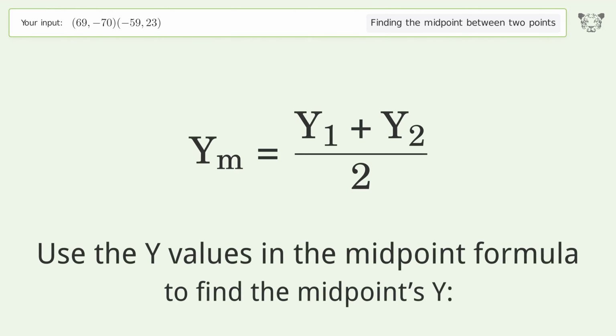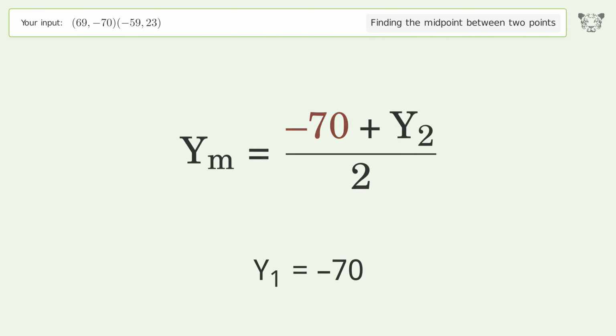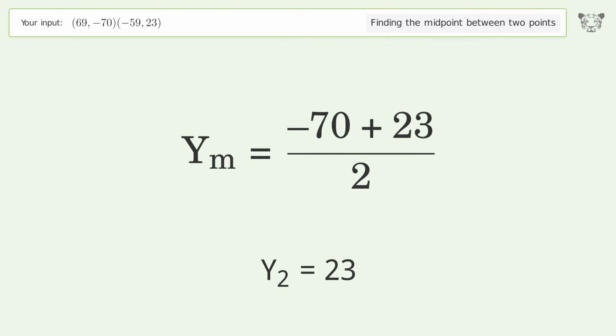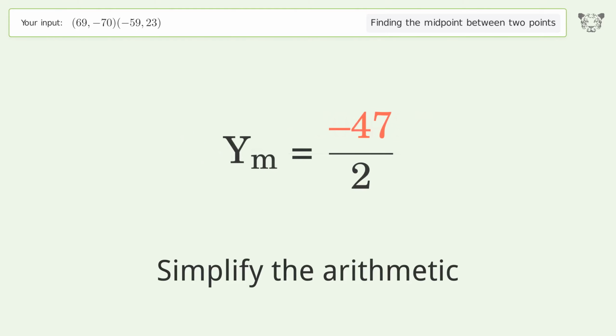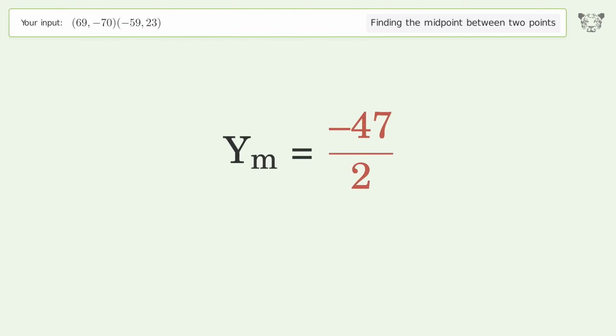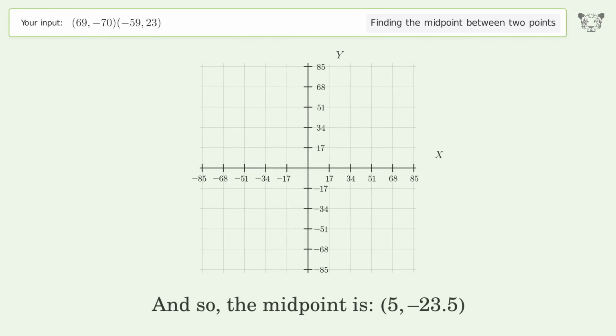Use the y values in the midpoint formula to find the midpoint's y. y1 equals negative 70. y2 equals 23. Simplify the arithmetic. And so, the midpoint is 5, negative 23.5.